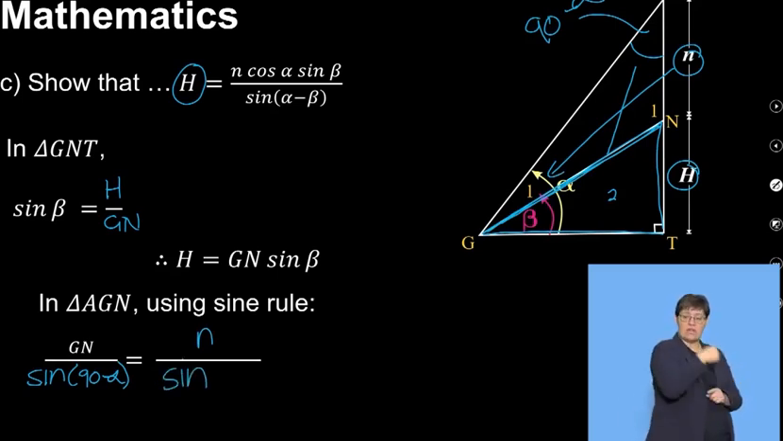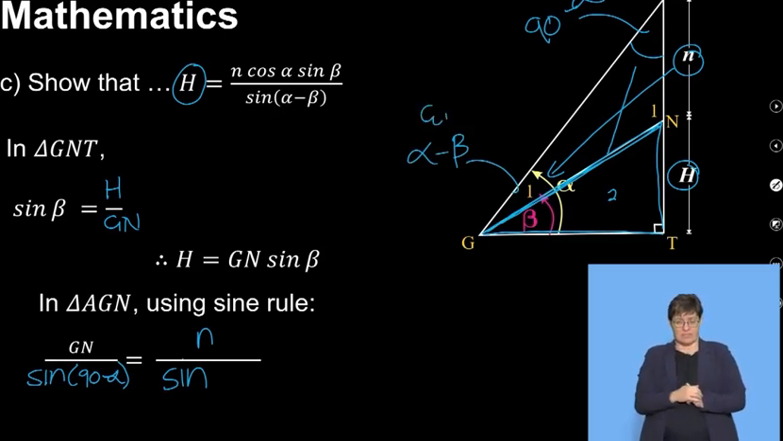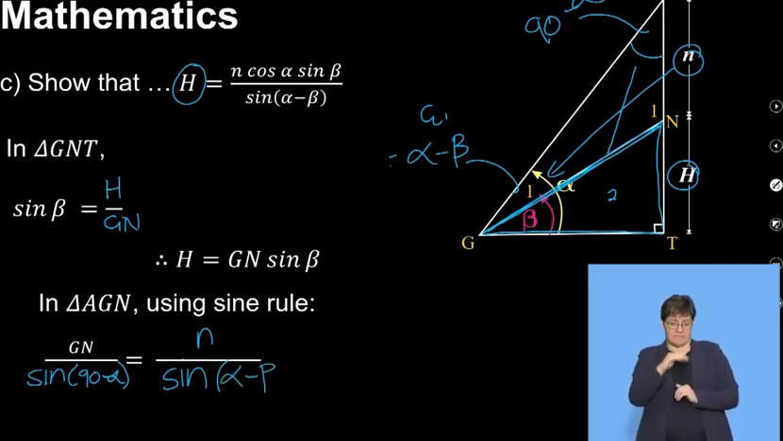And across from n, we had g1. Remember, what did we find g1 to be earlier? g1 was that big angle minus the small angle. This is what g1 was. So we're going to substitute that in here. So we're going to say alpha minus beta.